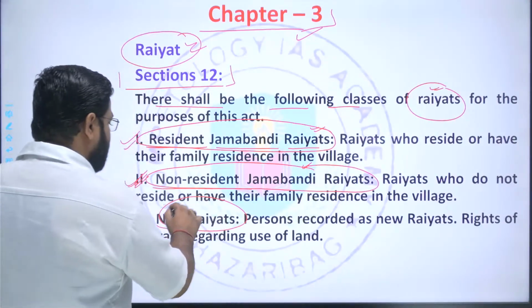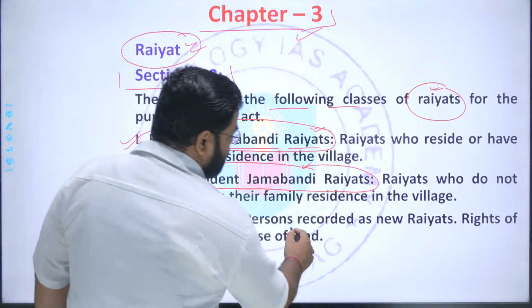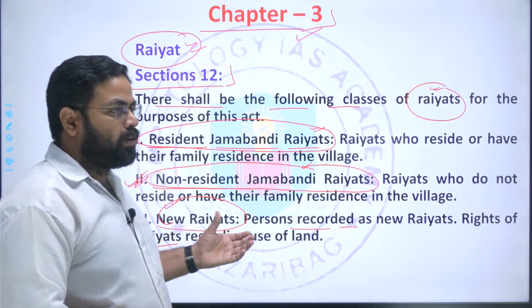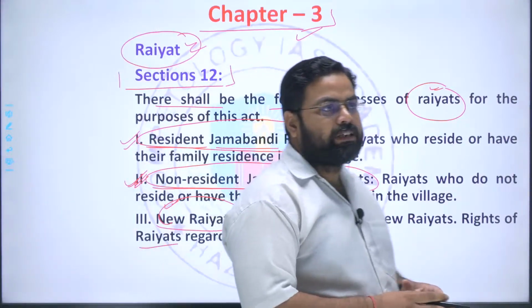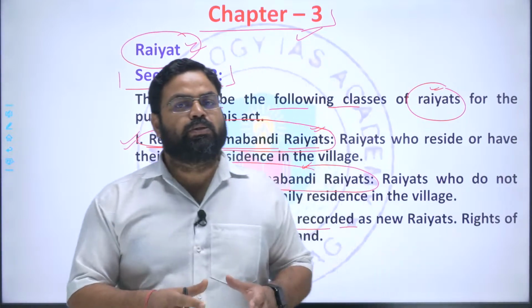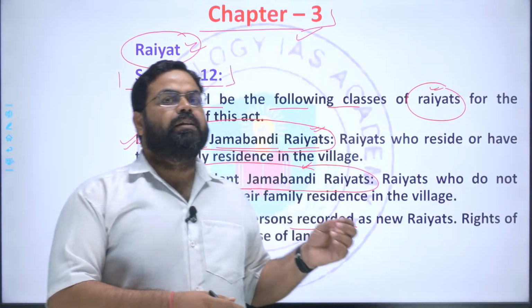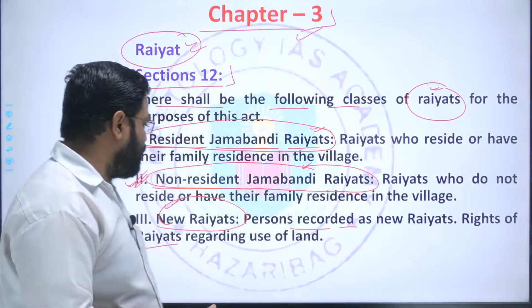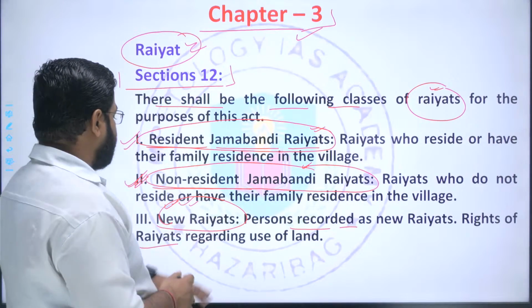Thereafter, there are new raiyats. Those persons whose name has been entered, added to the record of rights in the recent updated record of rights, will be called new raiyats, right?